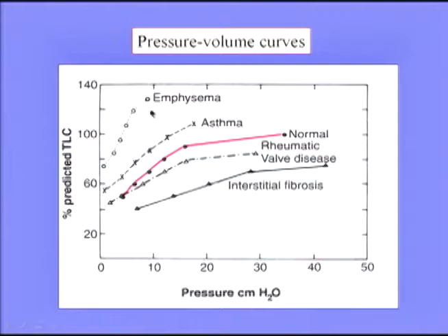And look at the patient with emphysema. The patient with emphysema has lost most of his elastic recoil, and so the most negative intrapleural pressure that he can develop going to total lung capacity is miserable, less than minus 10 centimeters of water here. So the pressure volume curves are critically important in this disease.